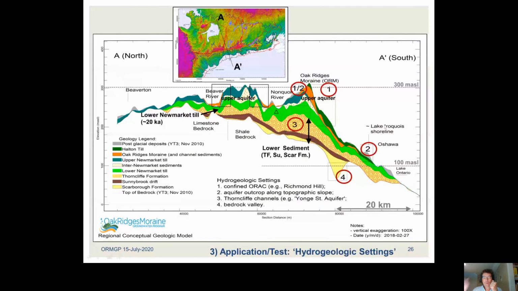And then another way we test our geology is we ask questions like, where do we see cold water fisheries? Can I explain that with my 3D geologic interpretation? Where do I see flowing wells? A lot of it is along the south slope of the moraine, confinement by the Halton Till, where the Oak Ridges Moraine sediments are coming down between two tills, lower Newmarket and Halton.